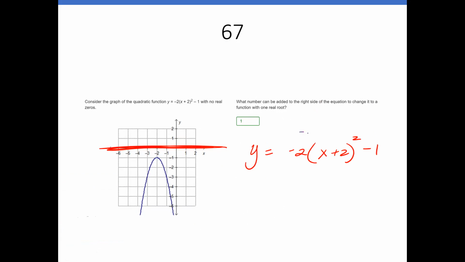Well, I can't get rid of that -2 because it's attached. I can't get rid of that +2 because it's in the parenthesis. So that tag along number right there, that -1, is the first one. What's opposite of a -1? +1. So in your answer box, you just put 1 and that's it. Not -1, just 1.